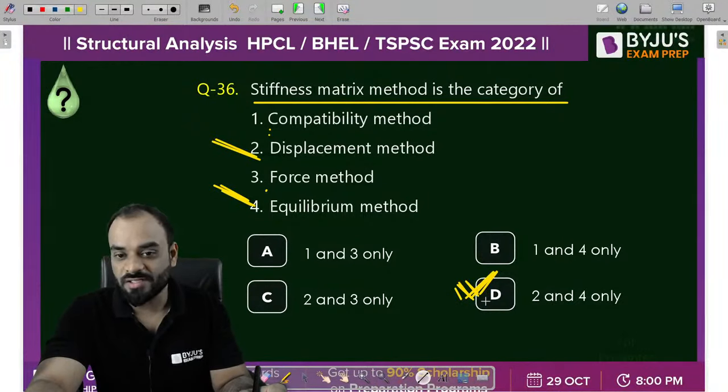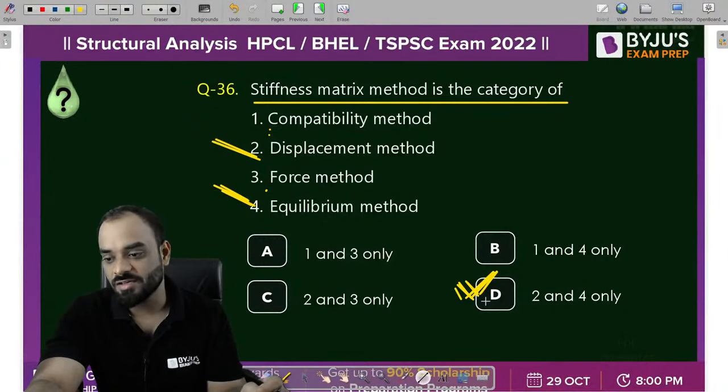Yes, Santu, I will take that particular session. No issue. But tell me the answer of this one, guys. It is correct. The stiffness matrix method is a displacement method as well as an equilibrium method.